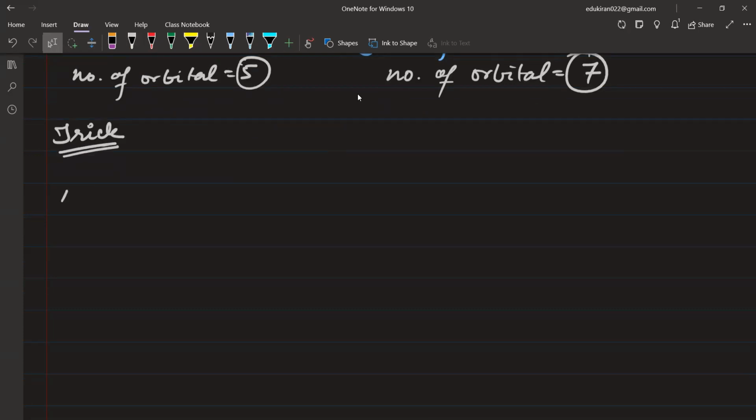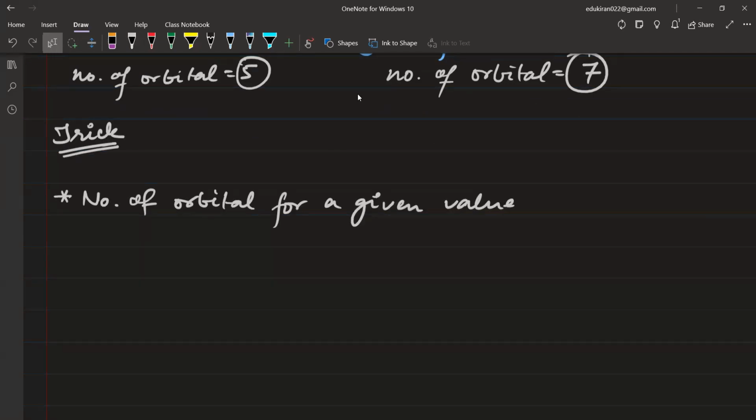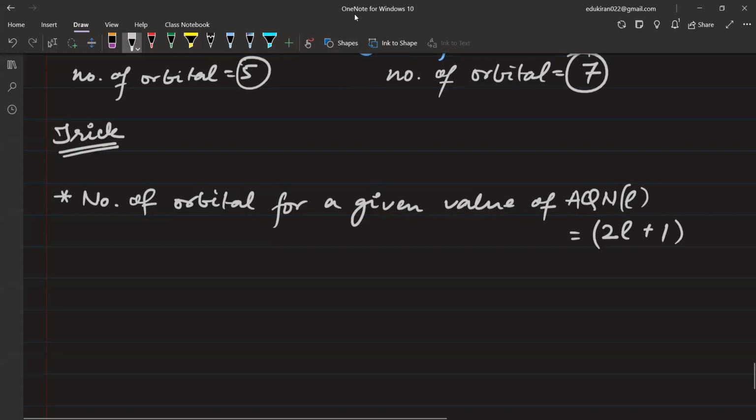ट्रिक वो इस तरह से लिखाएंगे, number of orbitals for a given value of AQN, l is equal to 2 into l plus 1. ये भी कोई ट्रिक है? इट्स जस्ट कॉमन सेंस, बट ठीक है, तो हम लोग इसको रिमार्क्स में लिखते हैं इस तरह से। Number of orbitals for a given value of AQN, it is equal to how much? It is equal to 2 into l plus 1.